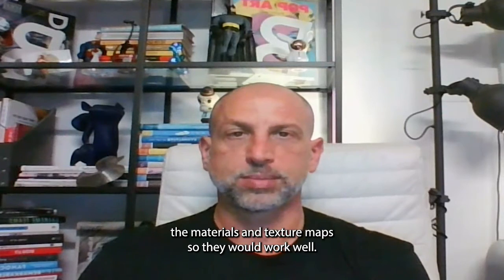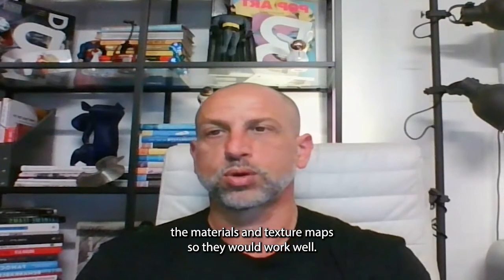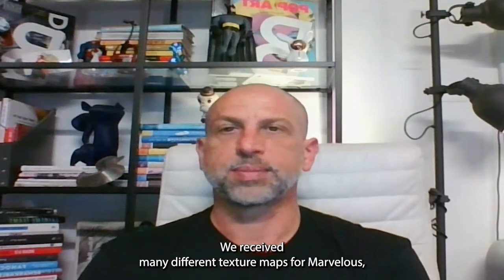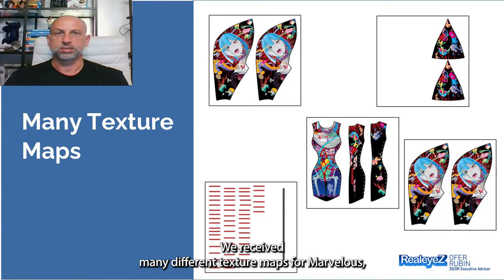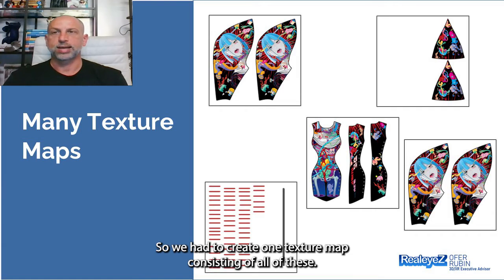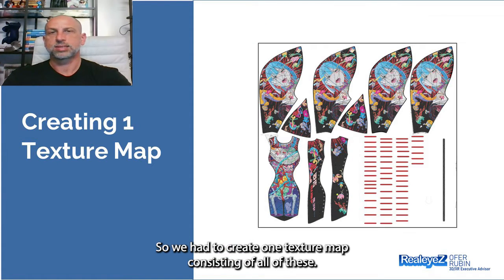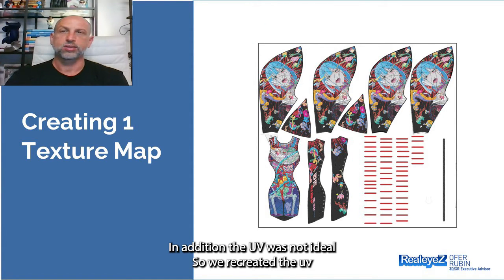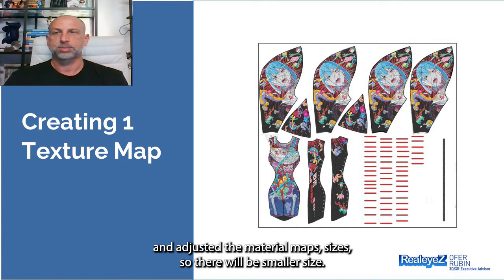We also had to adjust the materials and texture maps so they would work well. We received many different texture maps from Marvelous, which is a waste of size and doesn't work well in real time. So we had to create one texture map consisting of all of these. In addition, the UV was not ideal. So we recreated the UV and adjusted the material map sizes so they would be smaller.